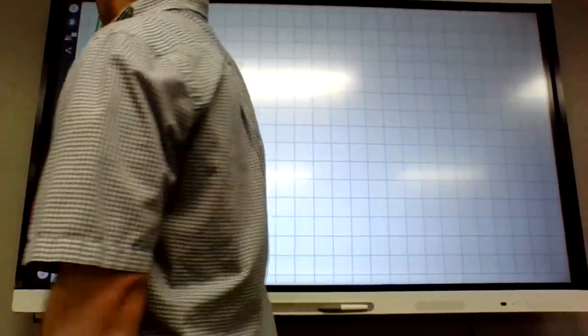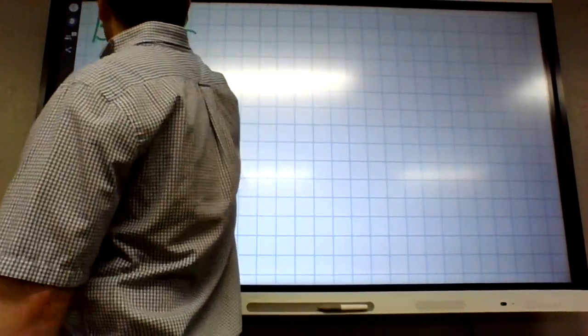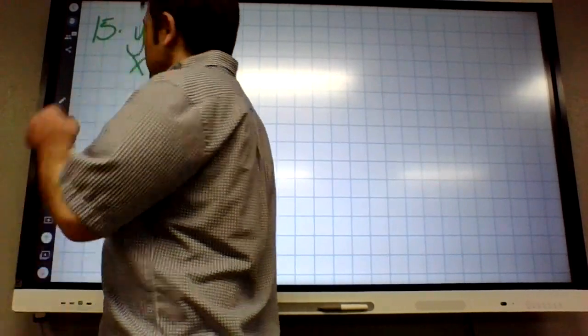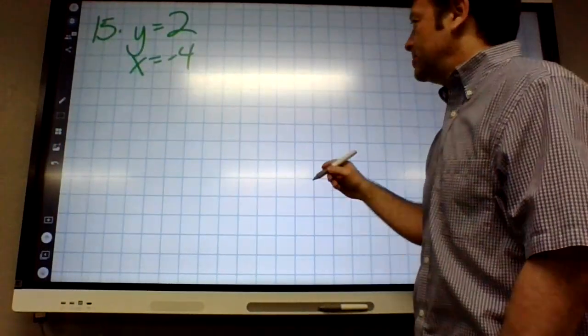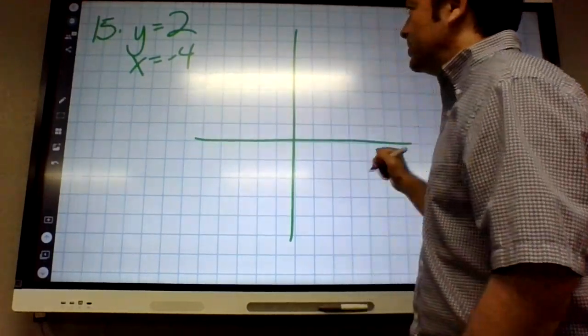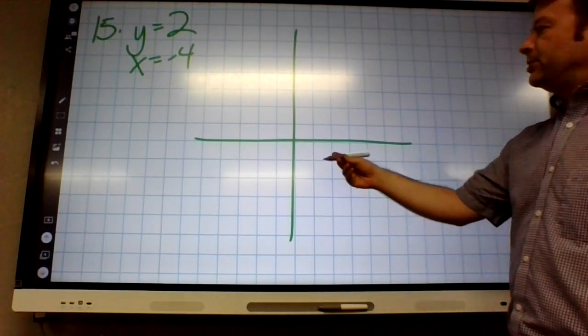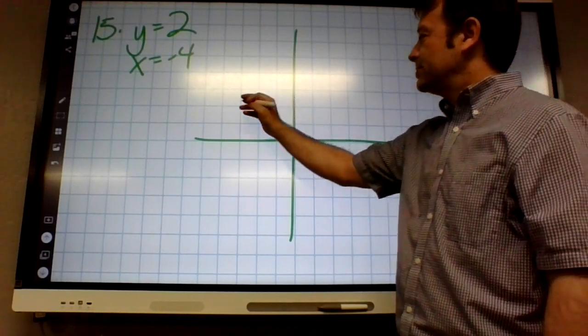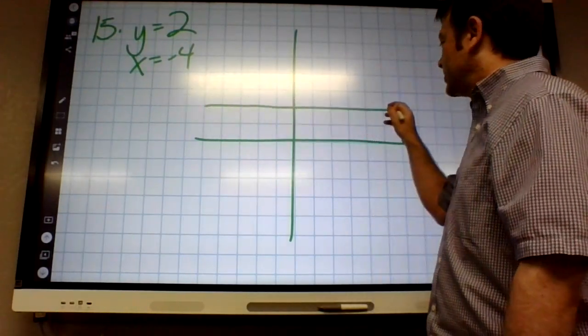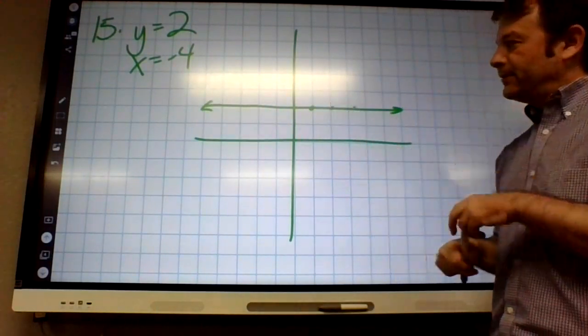Okay. 15 is a very short one, but sometimes people forget how to do these. What does y equal 2 look like? Yeah, you go up to 2 on the y-axis and draw a line across, because all the points on that line are like 1, 2, 2, 2, 3, 2. They all have a y value of 2.